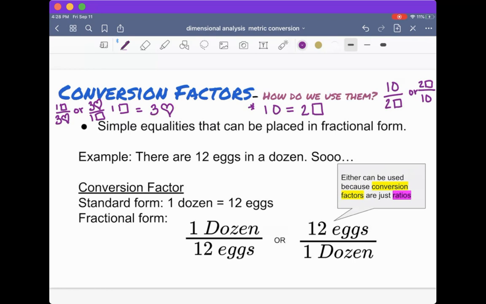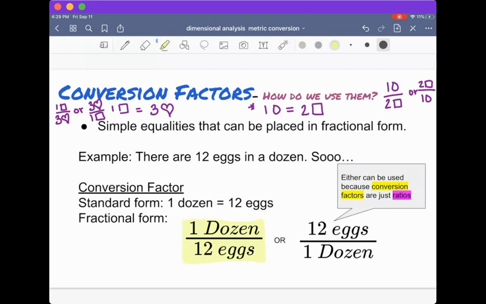Okay? All right. So I can take any standard form and I can write it in fractional form. So I can write 1 dozen, like I did right here, over 12 eggs. Okay? That's correctly written. I can do the inverse of it, and it still means the same thing: 12 eggs over 1 dozen.